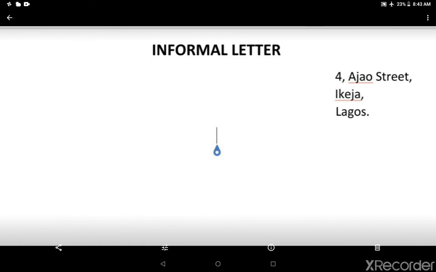Ajao Street, comma. Now, as you move on to the higher location, which is the next line, you also drop a comma after that. Lagos. If your letter is within the country, of course, you can stop with state. But if it's going outside the country, you can move on, put a comma after the state, which is Lagos here, and then Nigeria, full stop.